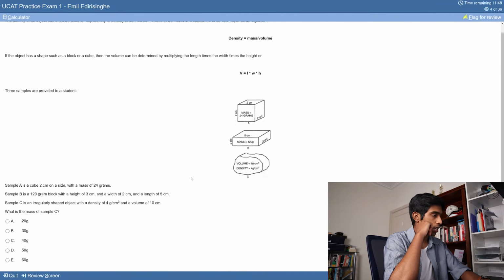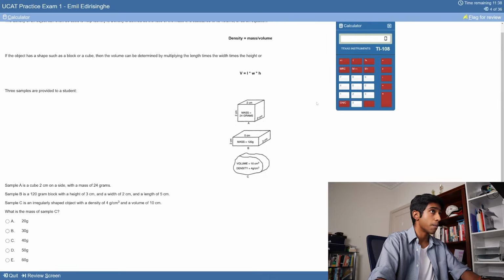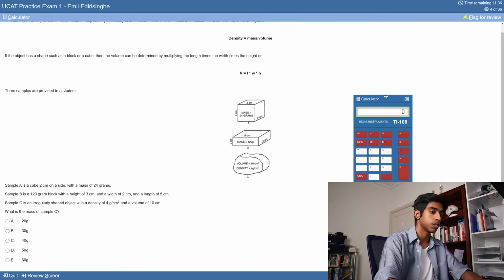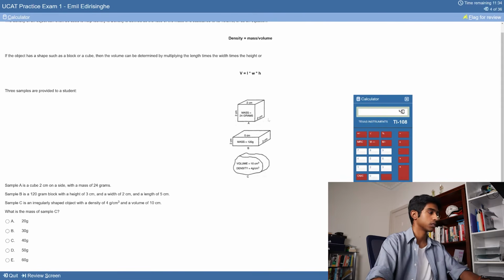What is the mass of sample C? So if density is mass divided by volume, you have volume and density. So mass is going to be density times volume. So 40.